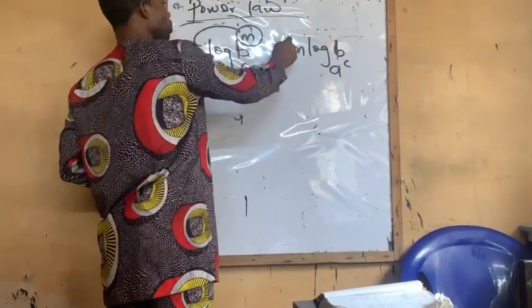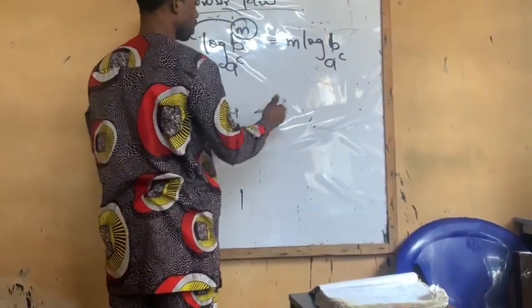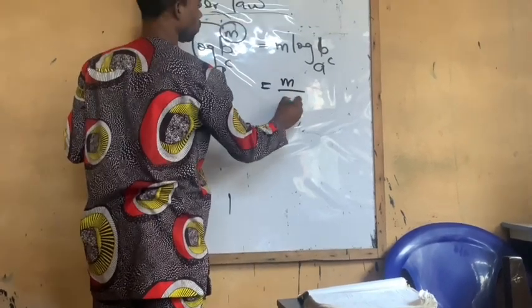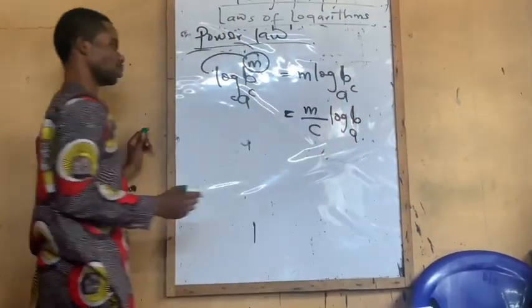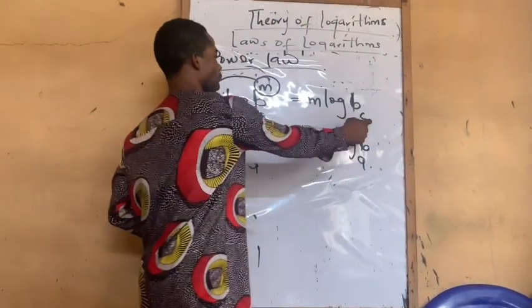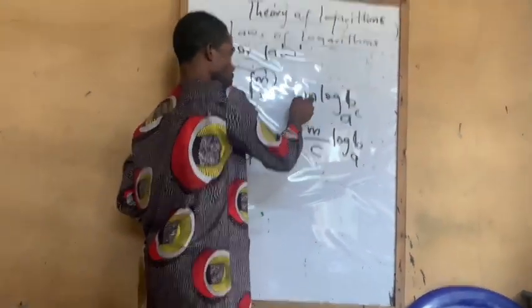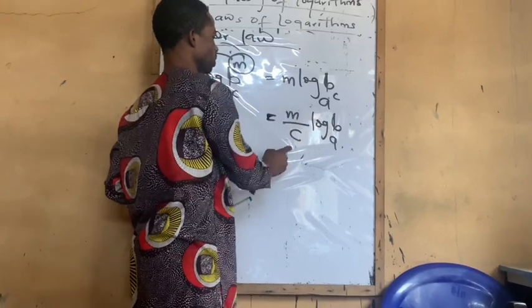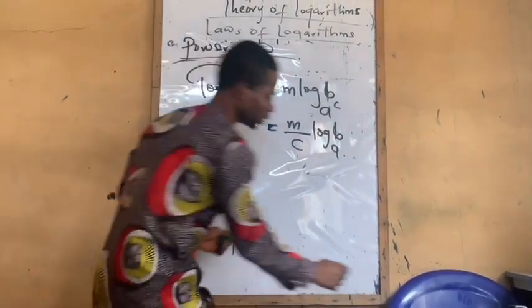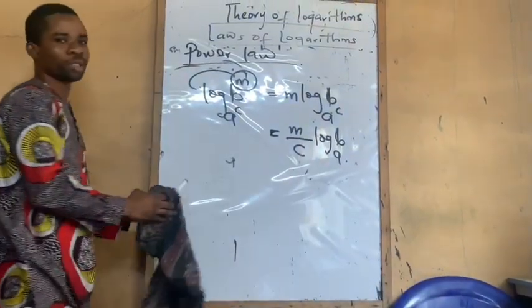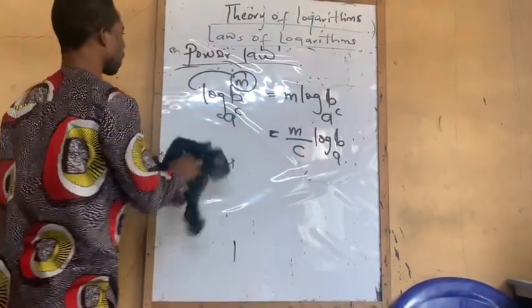That means if you come to m all over c log b base a, this one will come and turn to 1 all over c here. And you know that m will come, m over c log b base a. That is the meaning.